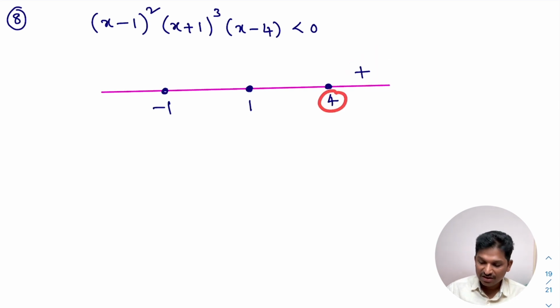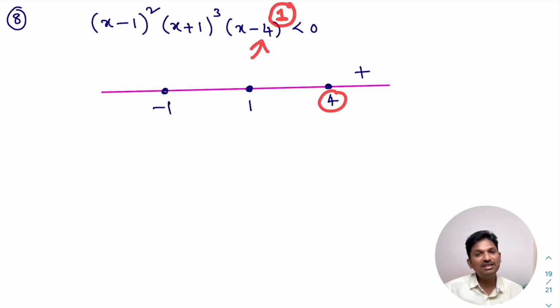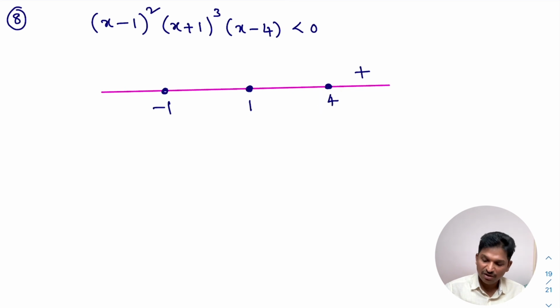Now, here 4 is there. This 4 is coming from this. Here, what is the power? Power 1 is there. Odd power is there. When odd power is there, then the sign changes. This plus changes to minus. This plus changes to minus.